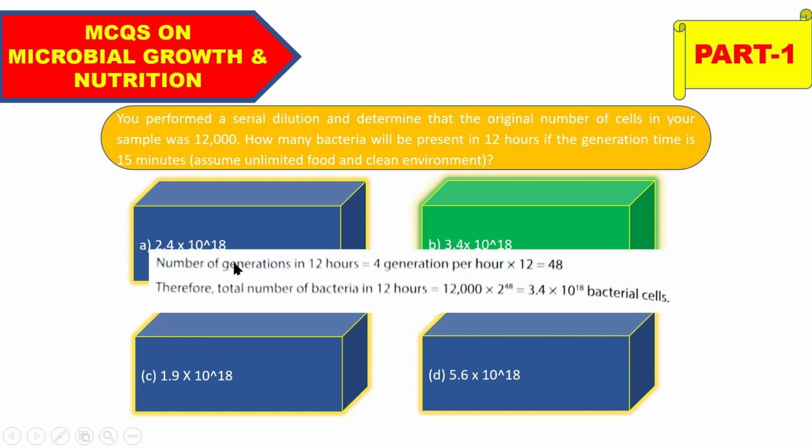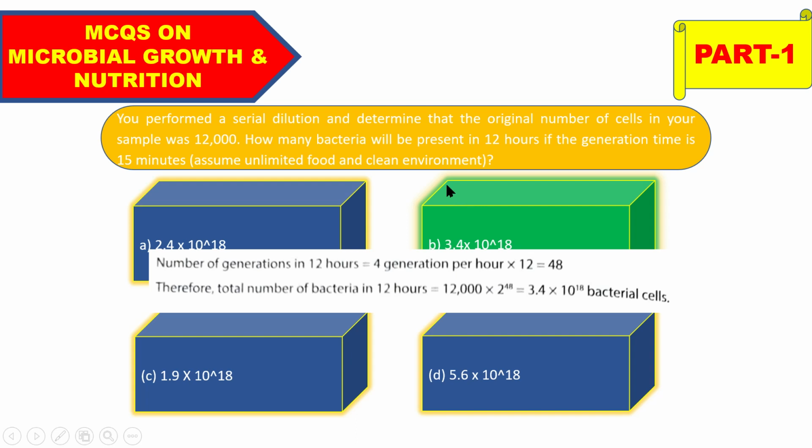So how can we get it? The number of generations in 12 hours: 15 minutes is the generation time, so 4 generations per hour into 12 hours, so it's equal to 48 generations we will get in 12 hours. Therefore the total number of bacteria in 12 hours equals 12,000 into 2 to the power 48, equals 3.4 into 10 to the power 18 bacterial cells.